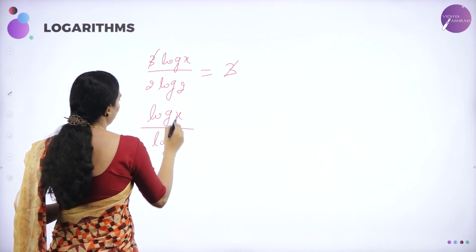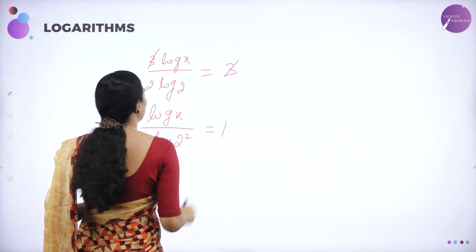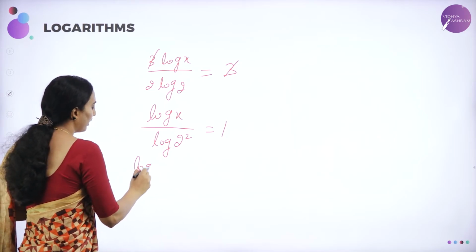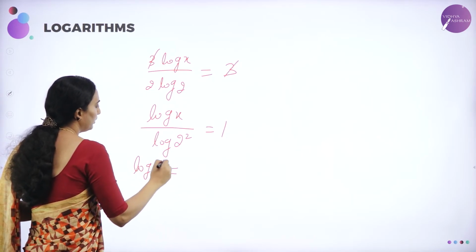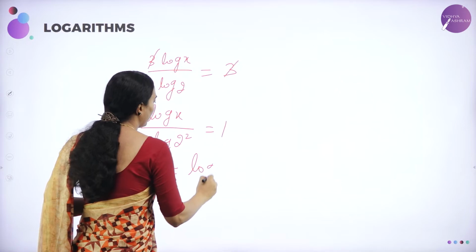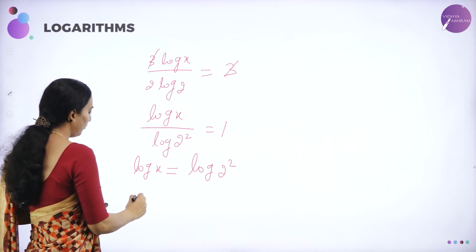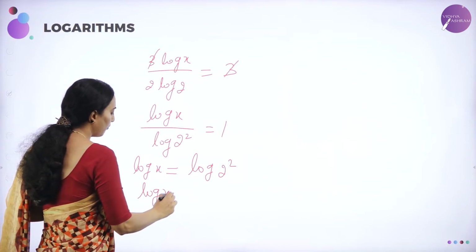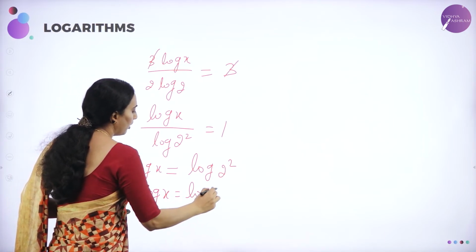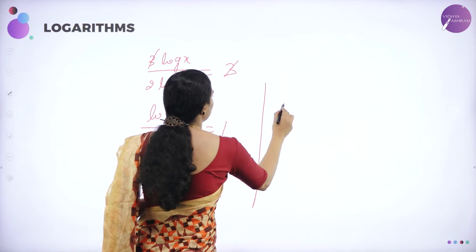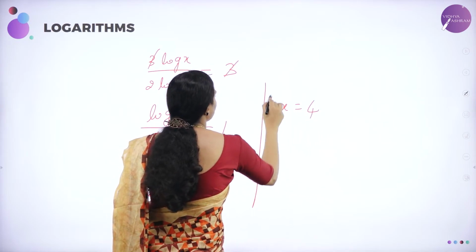2 log 2 can be written as again 2 log 2 is equal to 1. Therefore, log x will be is equal to log 2 squared. Now, log 2 squared is nothing but log 4. Therefore, log x is equal to log 4. Otherwise, you are going to have it as x is equal to 4, which is your answer.